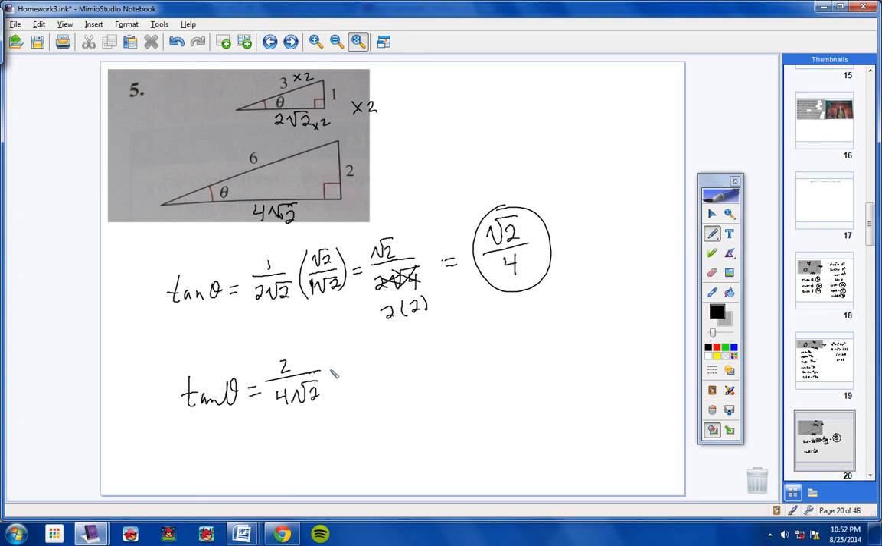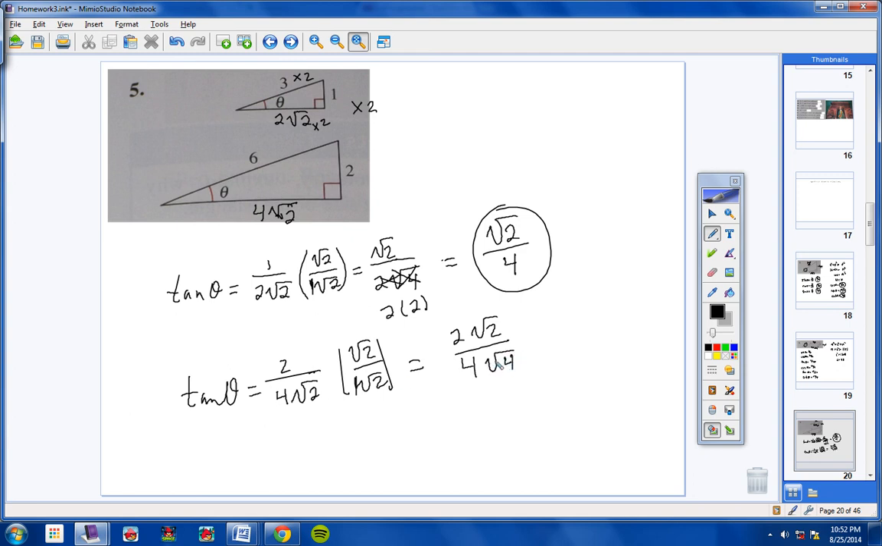We do not want the square root of 2 in the denominator, so we multiply the top and the bottom by the square root of 2. 2 times the square root of 2 is 2 square root of 2. And remember, there's a 1 right here, so 4 times 1 is 4, and square root of 2 times square root of 2 is square root of 4.